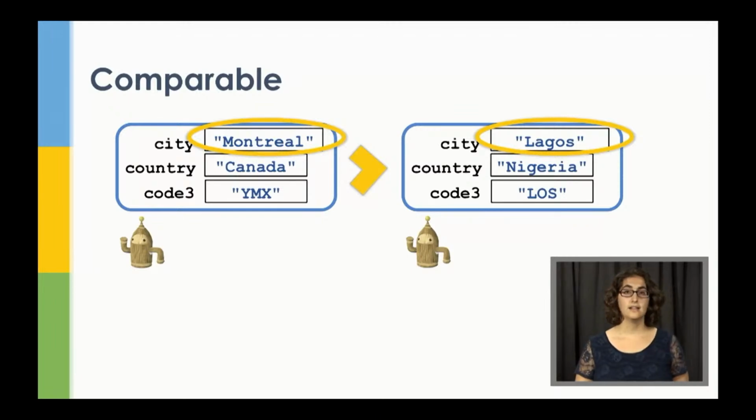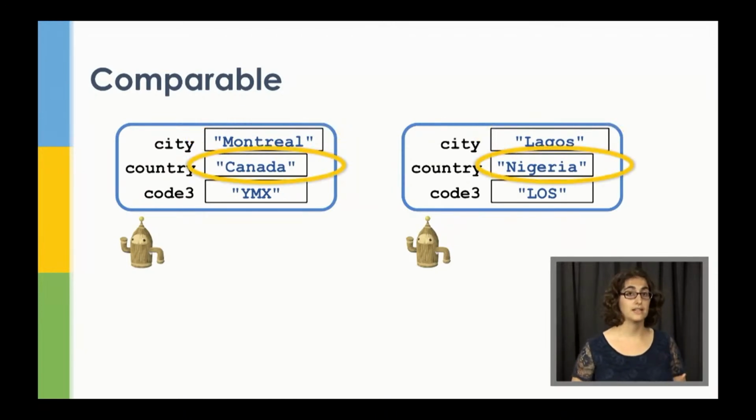On the other hand, we might want to organize our data based on country names rather than city names. Then we might focus on a different field and look at the instance variable for country. In that case, Canada, starting with a C, comes earlier in the alphabet than Nigeria, starting with an N. So we'd want our objects to be organized a little bit differently. All right, so how do we do that and how do we tell Java this order?